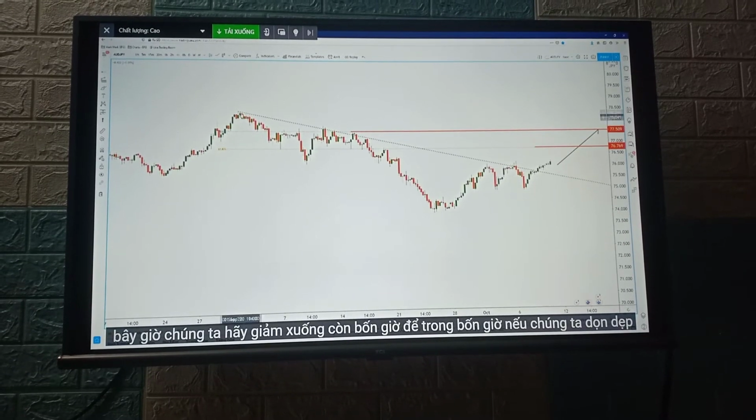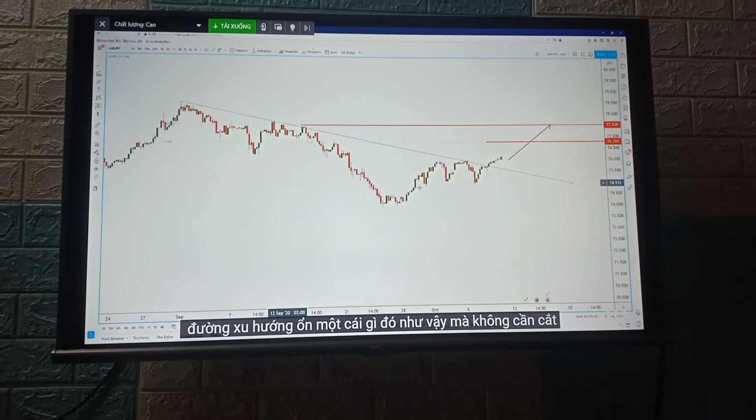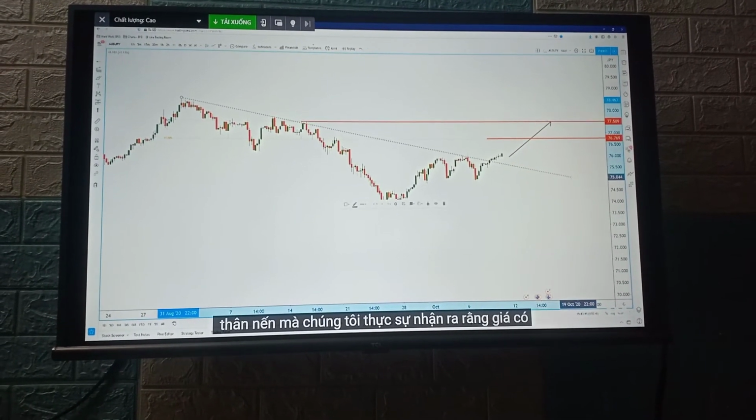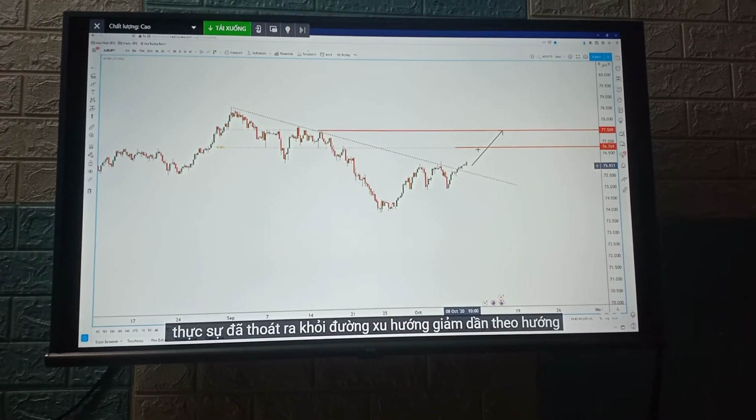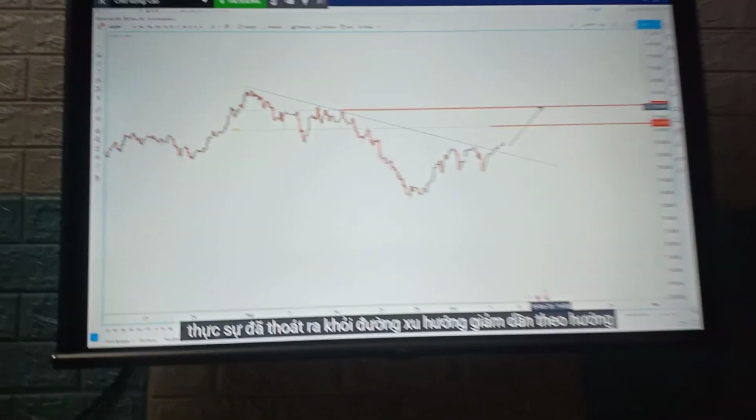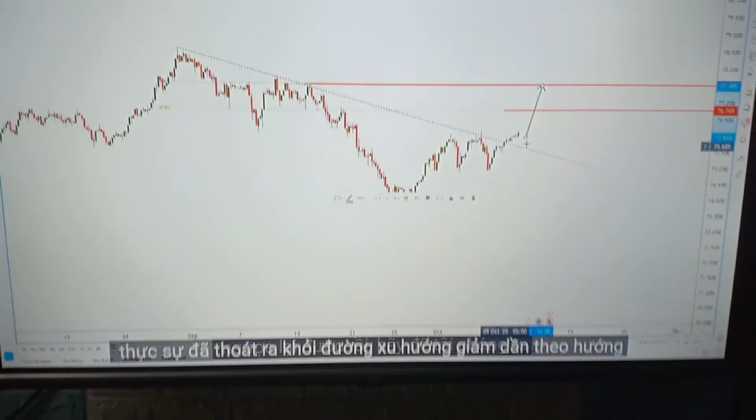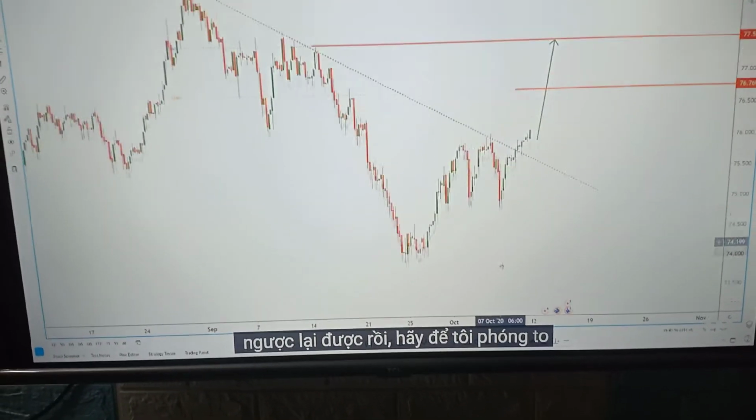Now let's go down to the 4 hours. On the 4 hours, if we were to tidy up the trend line, something like that, without cutting the candle bodies, we actually realize that price has indeed broken out of the descending trend line towards the upside. Just let me zoom in.